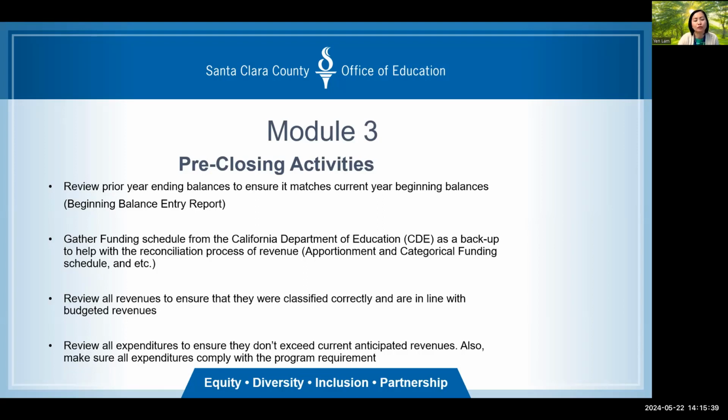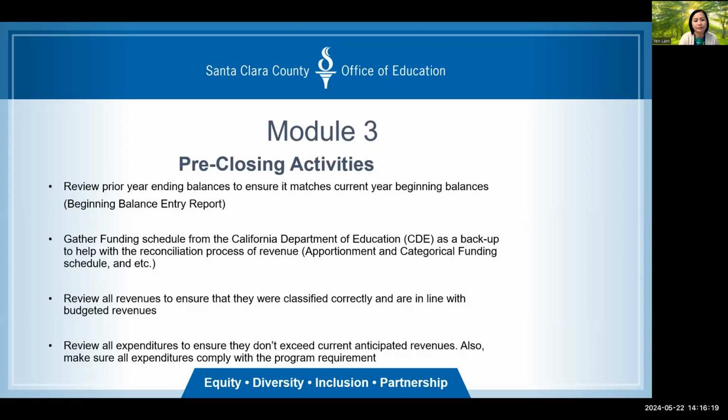The next item we want to do is to gather all our resources, like the funding schedule from the California Department of Education, CDE, as a backup to help us reconcile the revenue. Some of the apportionment schedule or funding schedule would be apportionment and categorical funding, etc. The next thing we want to do is to review all revenue to ensure that they're classified correctly and are in line with our budgeted revenue. And the next item is to review all expenditure to ensure they do not exceed current anticipated revenue. Also make sure all expenditure comply with the program requirement.